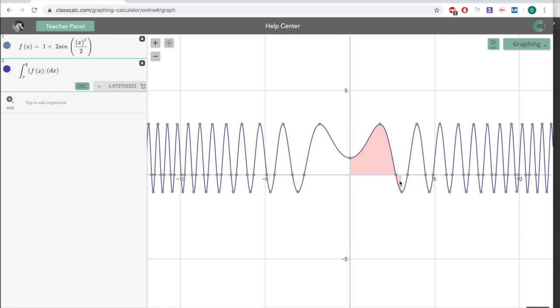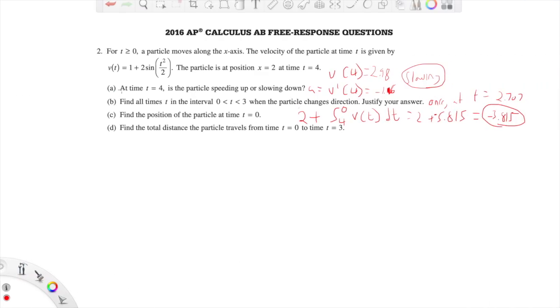And so the way to do that would be to either break the integral up into two parts and then add this one to this, or you can actually just take the integral of the absolute value. You can type in ABS for absolute value and it'll automatically wrap it. And that gives us 5.301, which is going to be the distance. So really easy to lose some points over there.